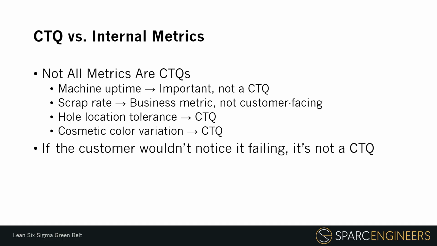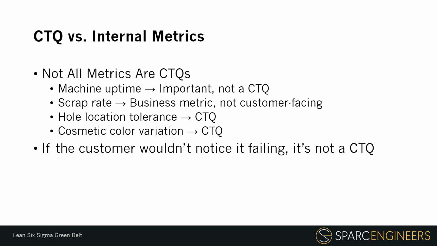On the other hand, hole location tolerance can be a CTQ because it directly affects whether the part assembles correctly. Cosmetic color variation can be a CTQ if the customer has defined visual expectations or appearance requirements. A useful test is this. If the customer would not notice the metric failing, it is probably not a CTQ. That does not mean internal metrics are unimportant. They are very important for managing the business and improving the process. But we should be clear about which metrics are customer requirements and which metrics are internal performance indicators.